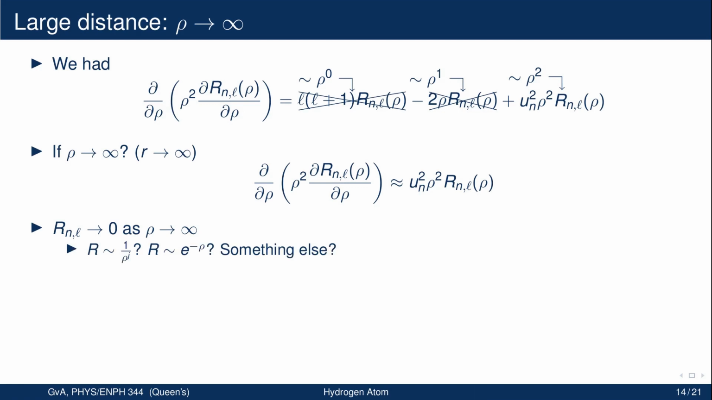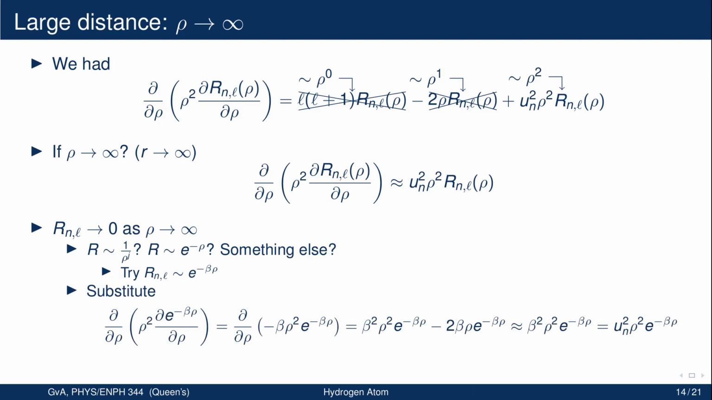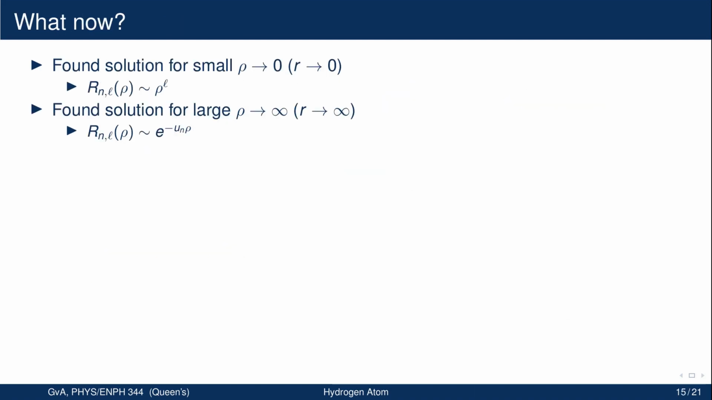So we might ask ourselves, what is the form of capital R? It could go to 0 like a power law, it could go to 0 exponentially, it could go to 0 in some other way. What we will try is taking capital R proportional to e to the minus beta rho. If we substitute this in and look at the leading order contribution for large rho, what we find is that beta squared rho squared e to the minus beta rho from the left-hand side has to equal u sub n squared rho squared times e to the minus beta rho from the right-hand side. And what that tells us is that beta squared has to be u sub n squared, or beta has to be u sub n.